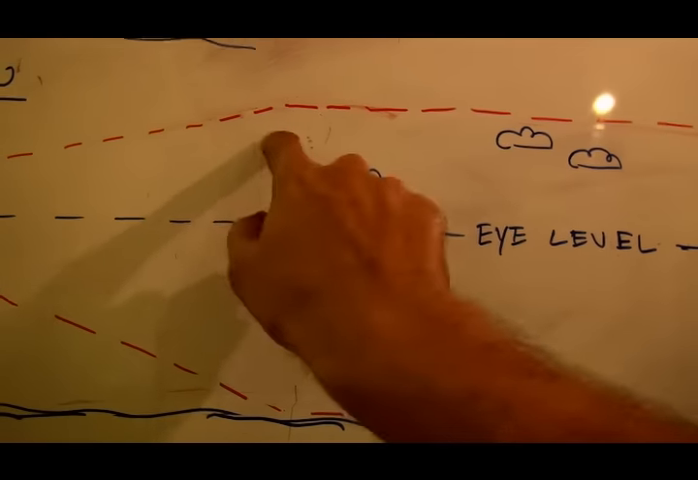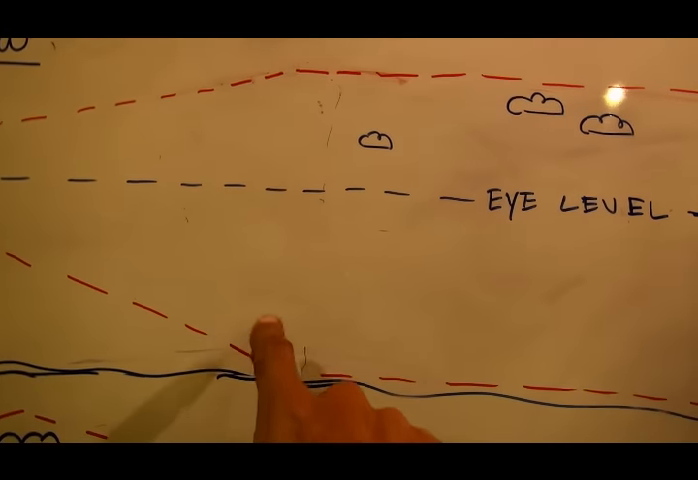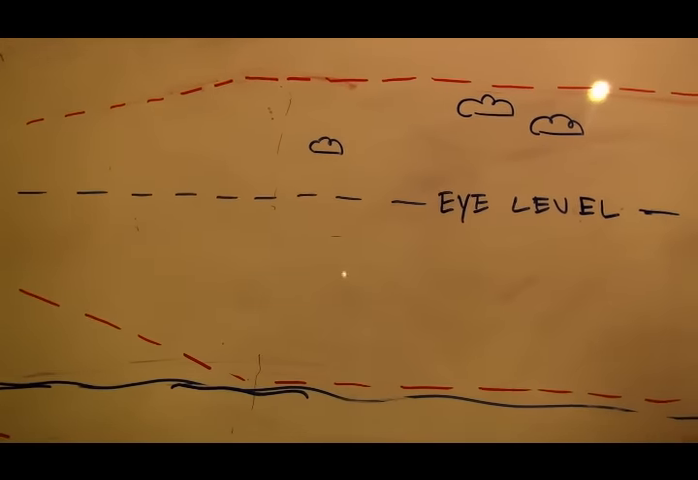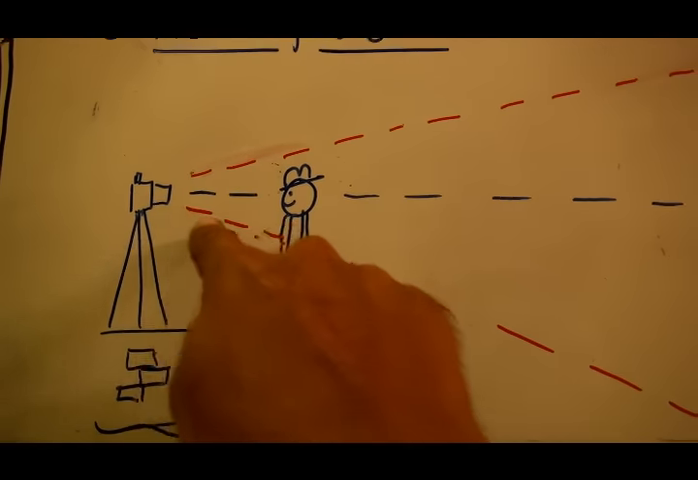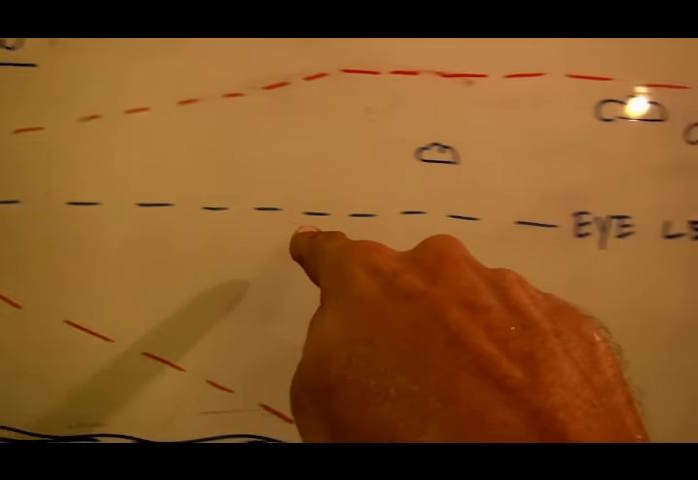Okay, so choop, choop, and levels out, and choop, choop, levels out. We've got the surface of the water, so it just kind of goes along there. And of course, as we can see here, we've got this blue line representing eye level.